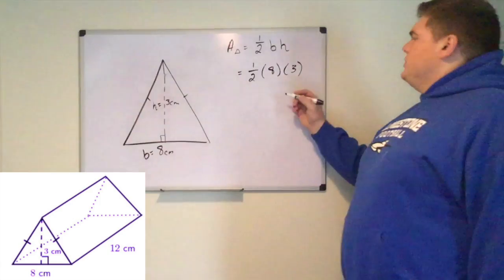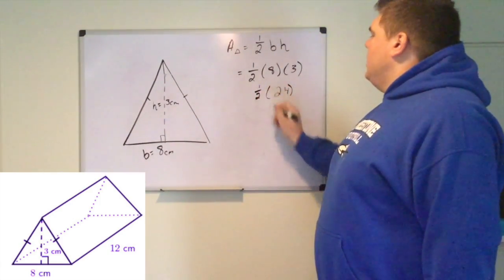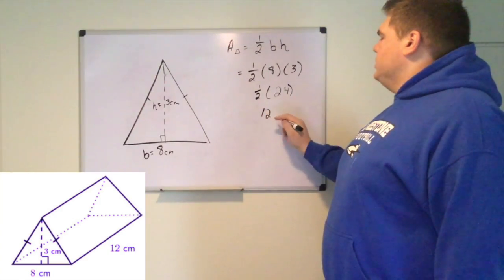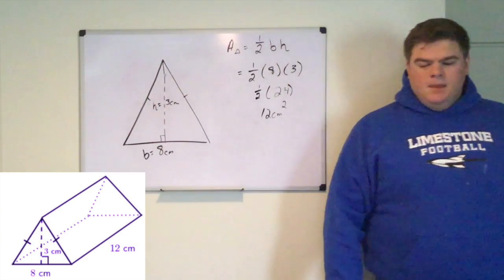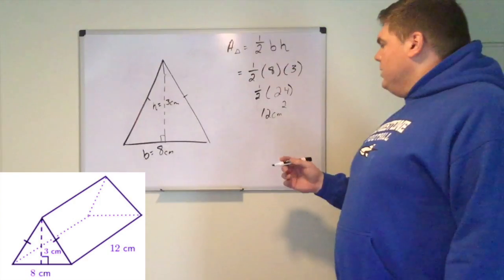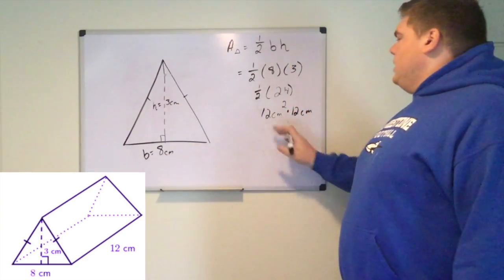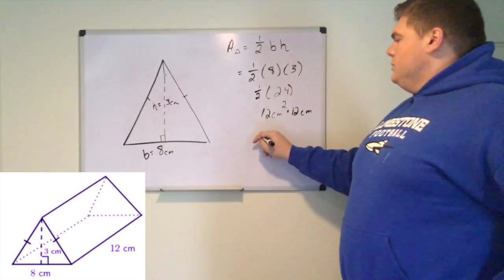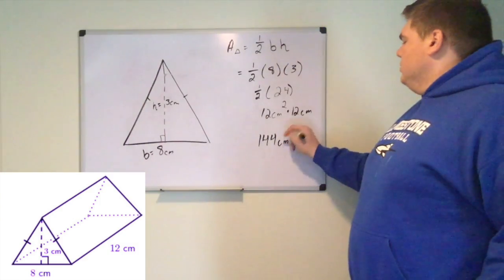So we know 8 times 3 will give us 24, and half of 24 will give us 12 centimeters squared. And then if we look on our picture, we know that our length is 12. So we're going to multiply this by 12 centimeters, and 12 times 12, or 12 squared, will give us 144 centimeters cubed.